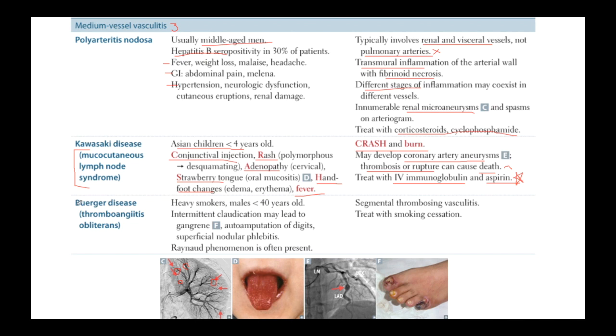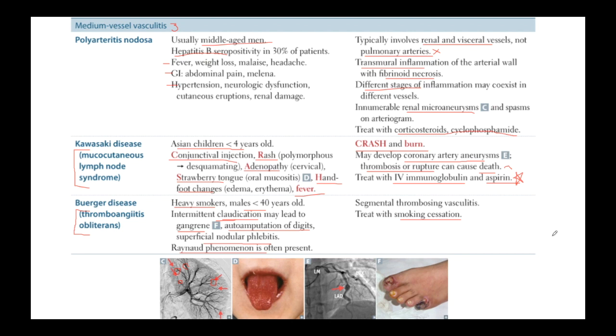And last, one more time, Buerger's disease, also known as thromboangiitis obliterans, seen in heavy smokers, or males less than 40. And this affects the fingers and toes, so you can have claudication that can lead to gangrene and autoamputation of the digits, as well as superficial nodular phlebitis. Well, and Raynaud phenomenon is also often present because of this as well. And treatment here is smoking cessation.